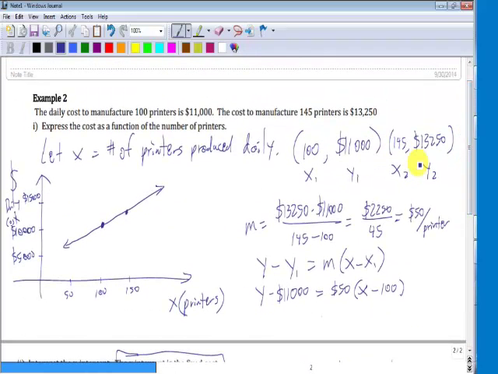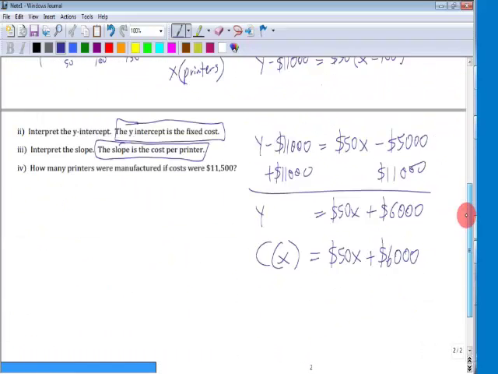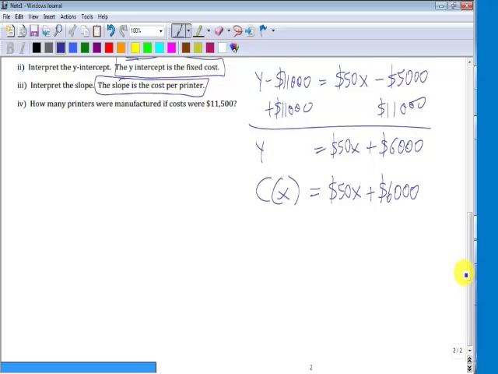If we subtract the $6,000, what do we have there? One of our data points was $11,000. So if we subtract that fixed cost from that, we get $5,000. Am I doing that right? It's early in the morning. $11,000 minus $6,000, $5,000. We manufactured 100 printers for that $5,000. So $50 a printer. It's the amount it's going to increase our daily cost if we increase production by 1 printer per day.